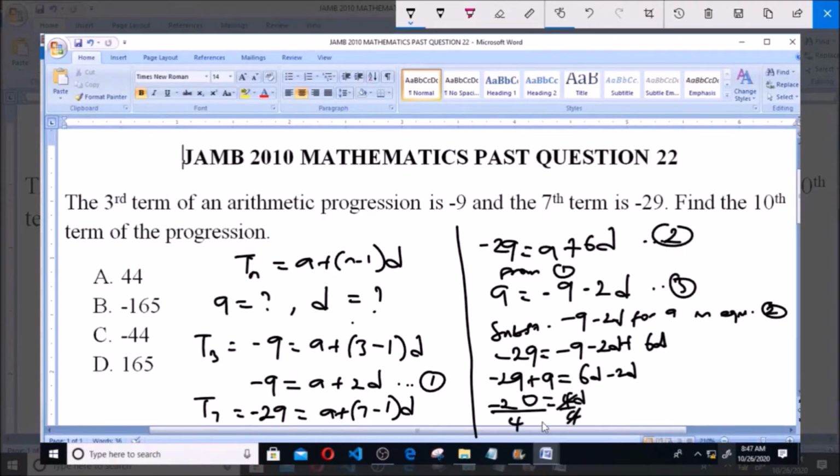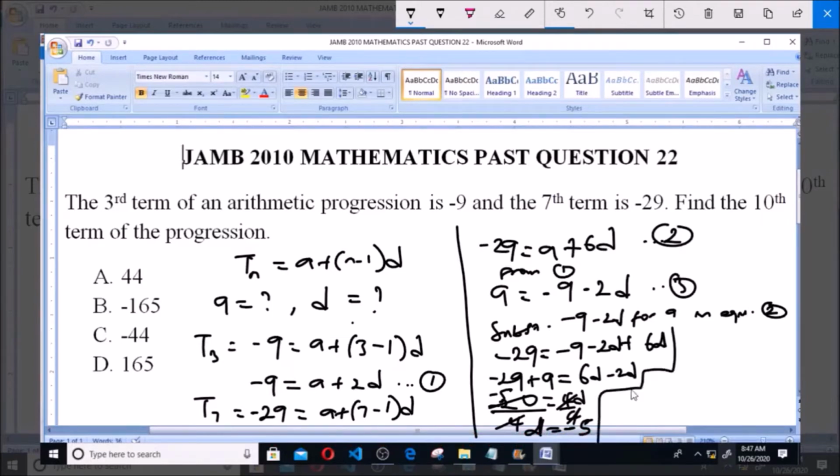Now divide both sides by the coefficient of D, which is 4. We cancel 4 here, and 4 into minus 20 will give us minus 5, meaning that D is equal to minus 5. So the common difference is minus 5.